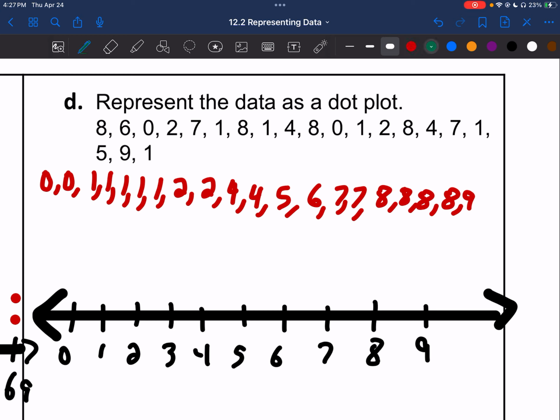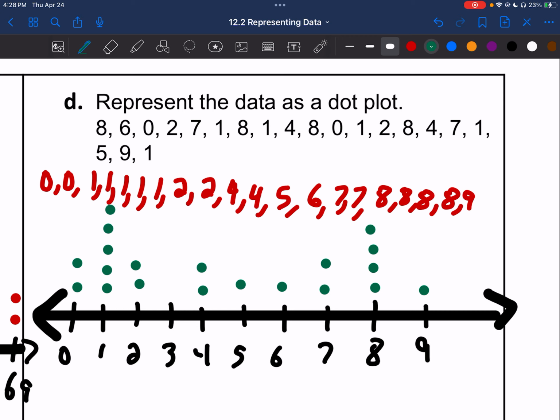We have two values of 0. We have 1, 2, 3, 4, 5 values of 1. Two values of 2. We have two instances of 4. One instance of 5. One of 6. Two of 7. Three 8s. Four 8s. And one 9.